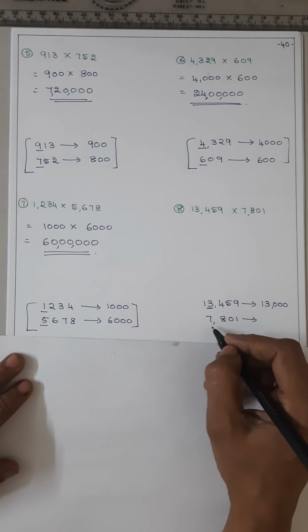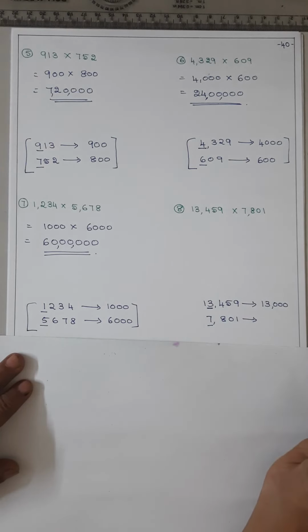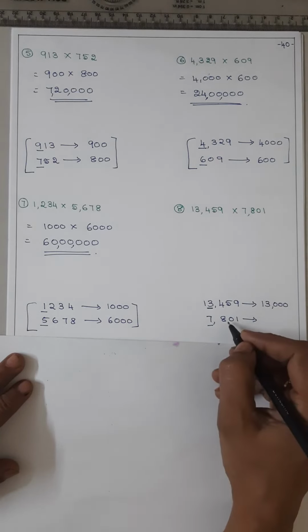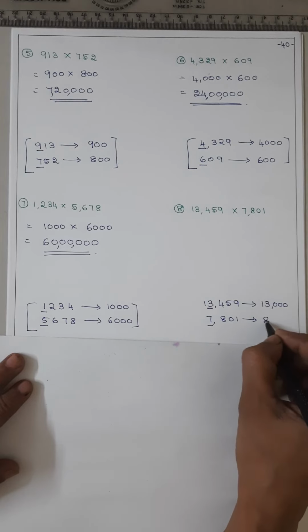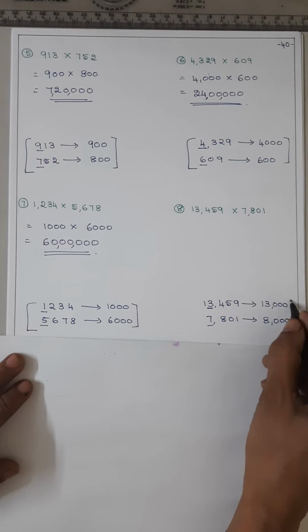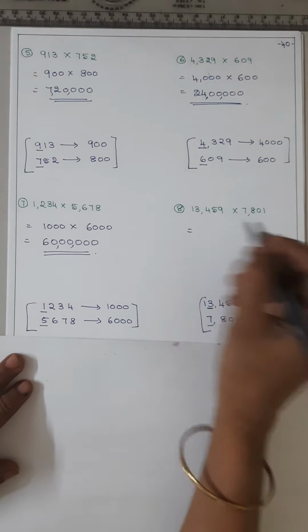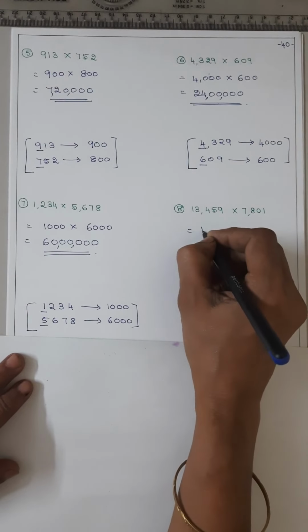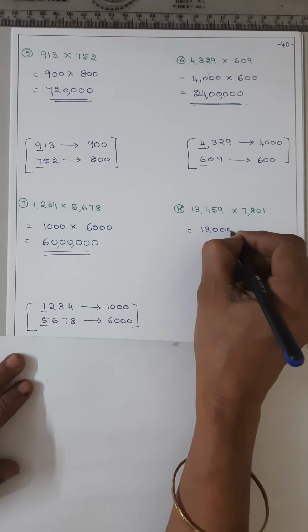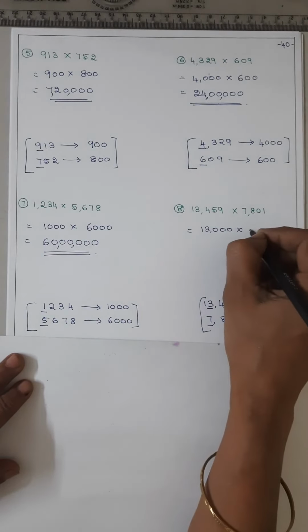And next number is 7,800. So underline 7. Right side it is 8. Bigger, so it becomes 8,000. Okay. So first is 13,000. Second is 8,000.